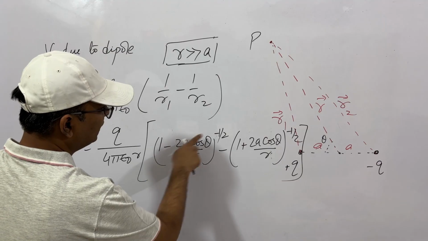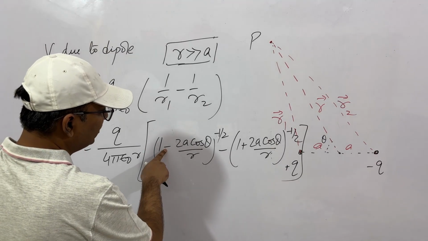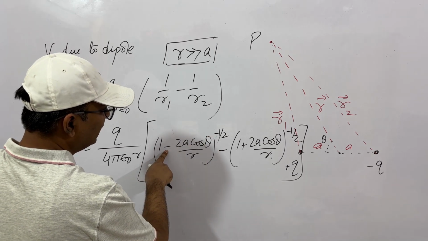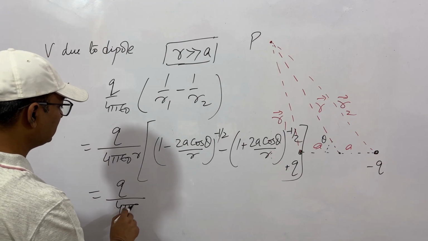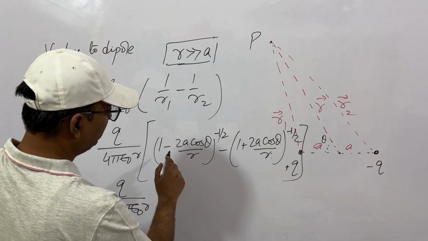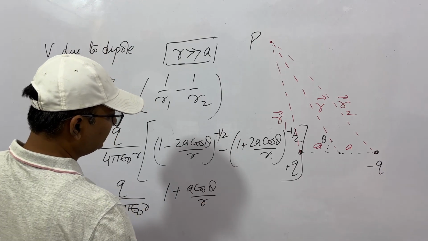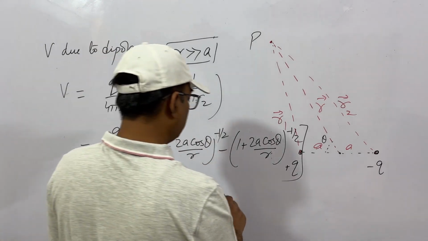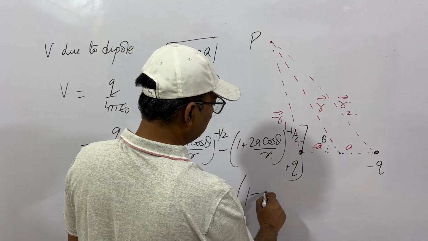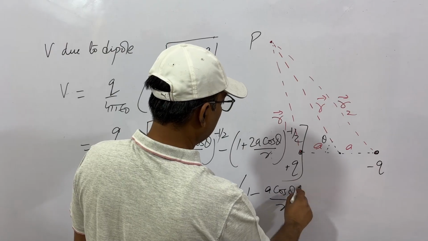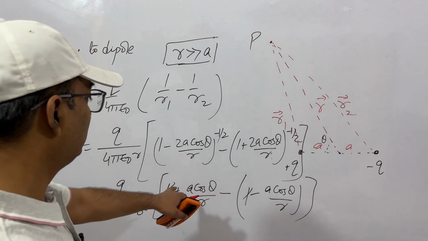So this becomes plus, and we expand this using the binomial expansion. So this will be 1, because of this minus, this will be plus, and half multiplied by half. So this is 2. So this will be q by 4 pi epsilon 0 R, this will be 1 plus A cos theta by R. Okay, what about this? This will be 1, because of this it will be minus, so minus A cos theta by R. See, 1 cancels, and this is 2A cos theta by R.